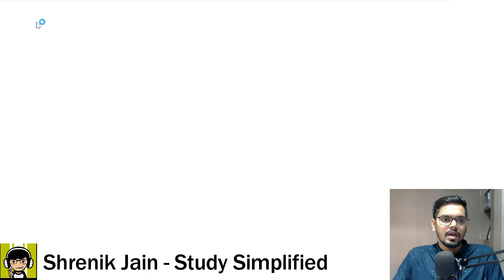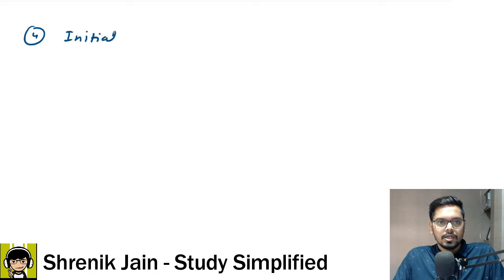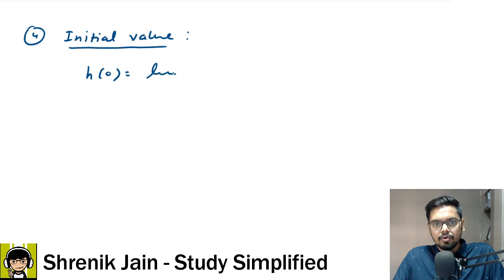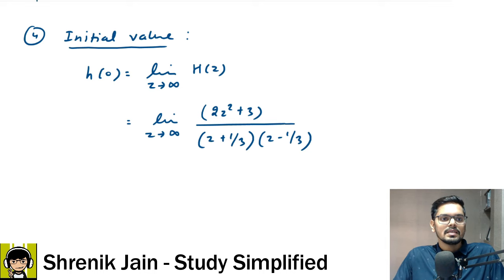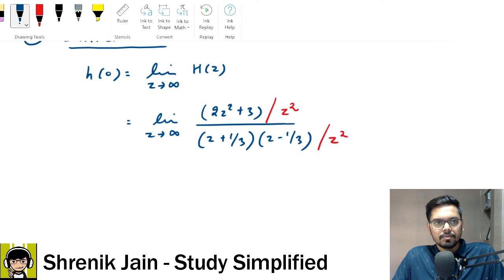For option C, we have to solve it again. If you need the initial value of the response, which is small h of 0, it is equal to limit z tends to infinity of capital H of z directly. So here, limit z tends to infinity of 2 z square plus 3, the whole divided by z plus 1 by 3 into z minus 1 by 3. Now see carefully, it is an infinity by infinity form. There is the L'Hopital technique to be followed. The other way is to divide the numerator and the denominator by z square. There are two methods, and I'm using this one because it is simple for now.